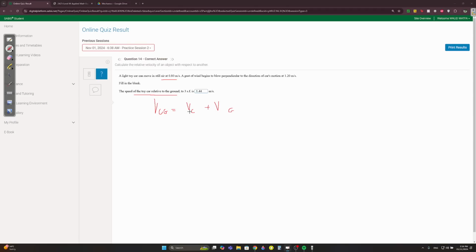So VCG will be VC something plus V something G. What are we saying? Let's see here. We're talking about the car and air. So we're going to talk about the air. Let's see.